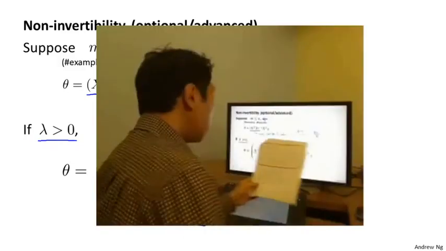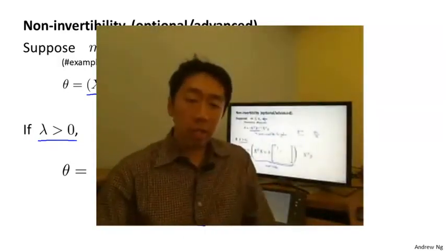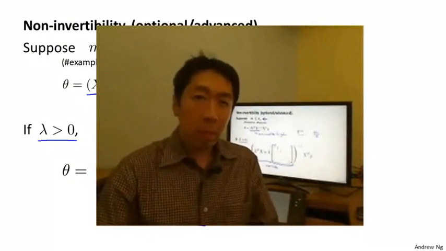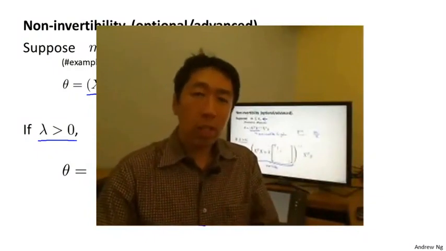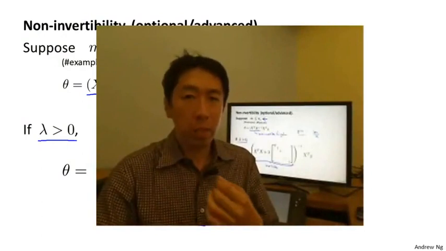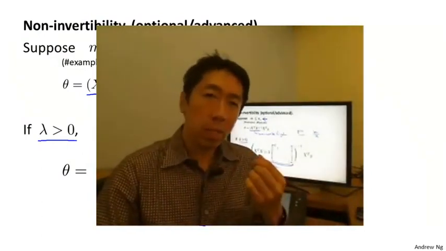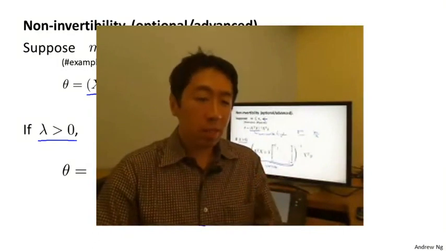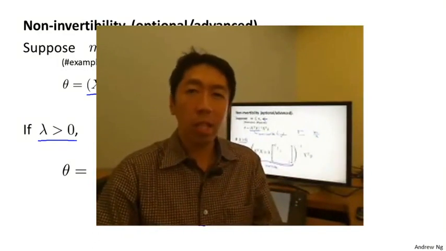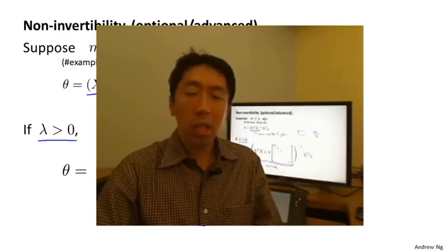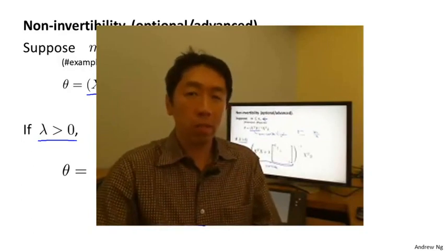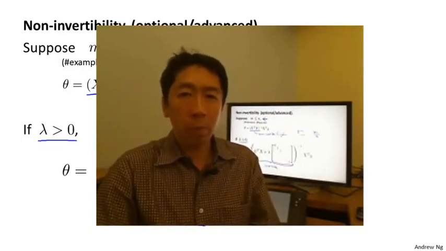So you now know how to implement regularized linear regression. Using this, you'll be able to avoid overfitting even if you have lots of features and a relatively small training set, and this should let you get linear regression to work much better for many problems. In the next video, we'll take this regularization idea and apply it to logistic regression so that you'll be able to get logistic regression to avoid overfitting and perform much better as well.